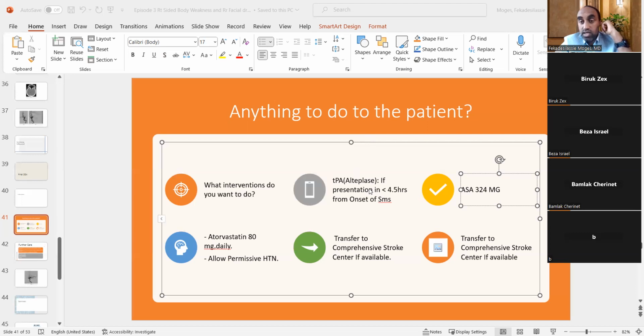So always there are indications and contraindications. I didn't bring the list. The list is long. This is going to be your assignment: indications and contraindications for TPA.